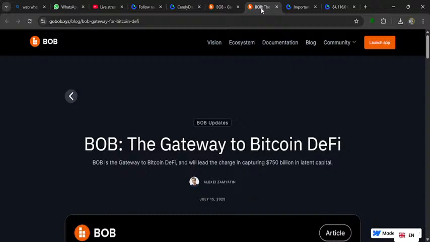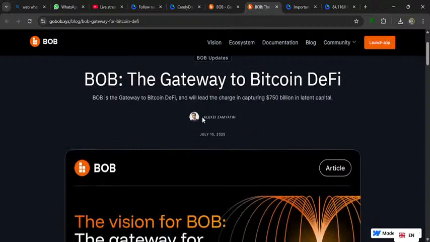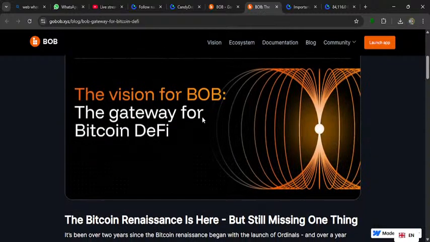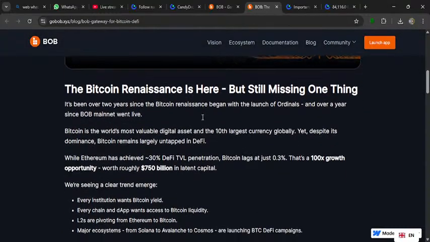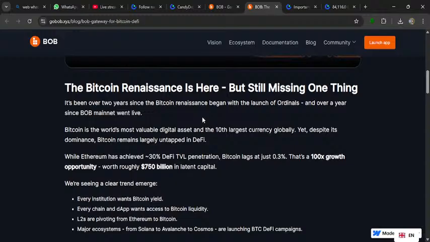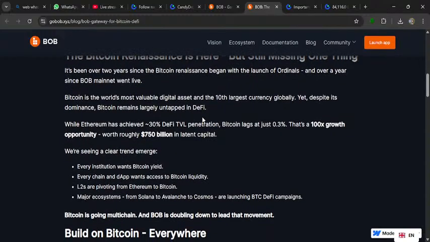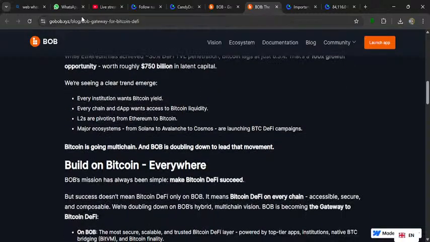And this token's other page: the gateway to Bitcoin DeFi and the vision for BOB. The Bitcoin renaissance is here but still missing on chain. It has been over 2 years since the Bitcoin renaissance began with the launch of Ordinals, and over a year since BOB mainnet went live, and we are seeing a clear trend emerge.